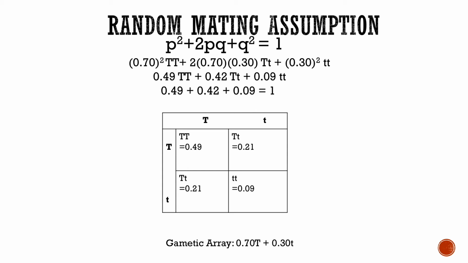We can also utilize the Punnett square method as shown to double-check that the random mating check results match the original genotypic frequencies to determine that the soldiers, again, are in Hardy-Weinberg equilibrium.